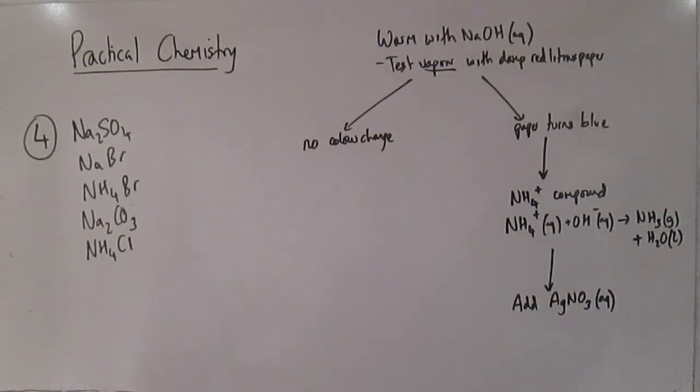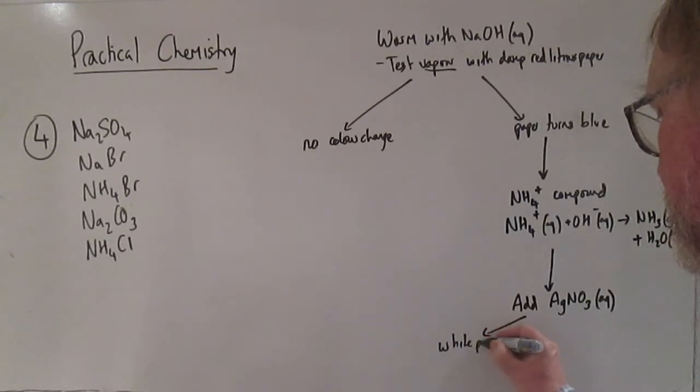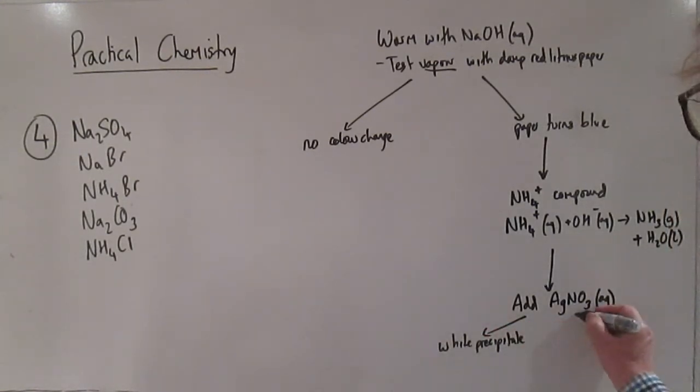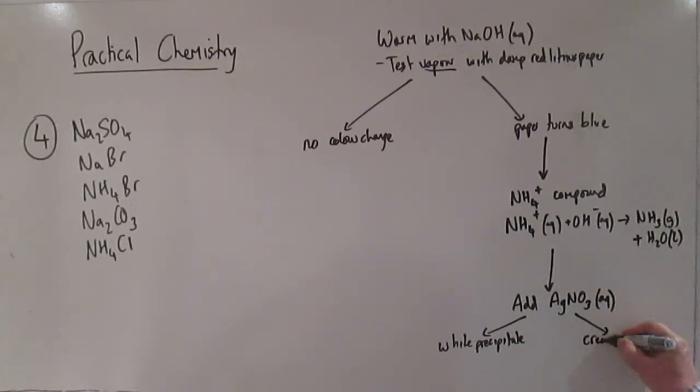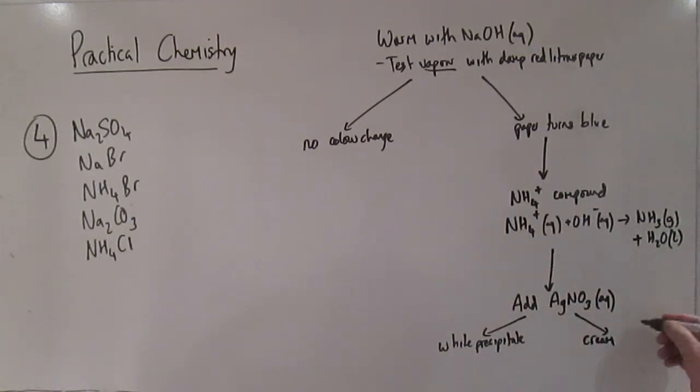And that will give you two possible outcomes, which are that you'll either get a white precipitate if it's the chloride, or you'll get a cream precipitate if it's the bromide. We haven't got an iodide, so there's no point talking about the yellow precipitate you'd get from an iodide. So you've either got a white or cream precipitate.